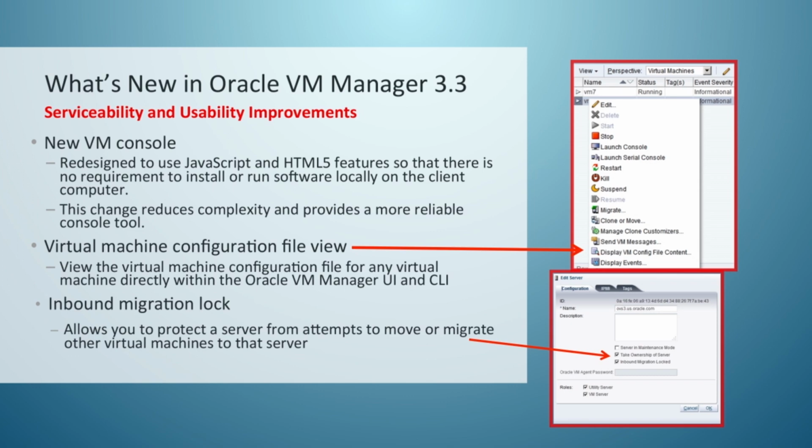The virtual machine configuration file view allows you to view the virtual machine configuration directly from the Oracle VM Manager UI. It allows you, the administrator, or our support staff to help you access the VM configuration much more easily and directly. The inbound migration lock, through a simple UI setting, allows you to protect a server from attempts to move or migrate other virtual machines to the server.